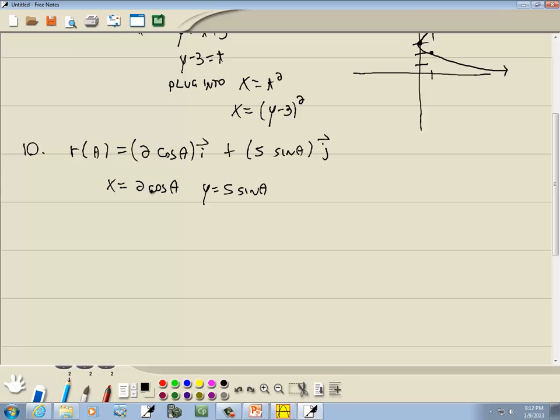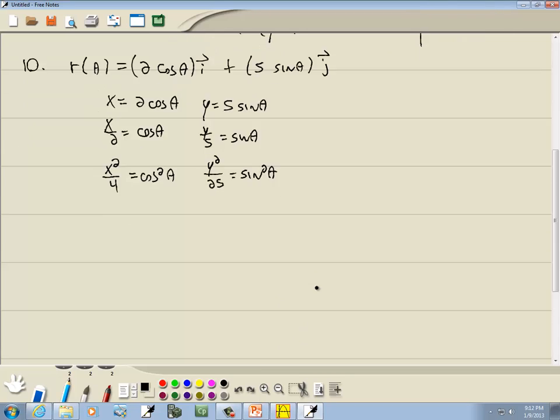If I solve this for cosine, divide both sides by 2, I'd have x over 2 is equal to cosine theta. And over here, divide both sides by 5, I get y over 5 is equal to sine theta. Now I can square both sides, so this gives us x squared over 4 is equal to cosine squared, and this would give us y squared over 25 is equal to sine squared.